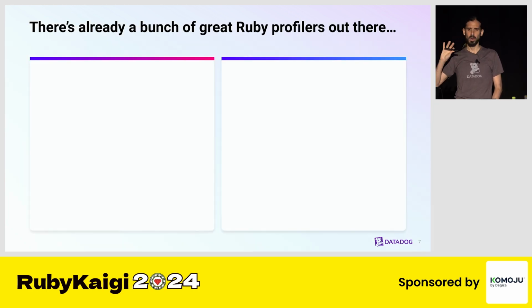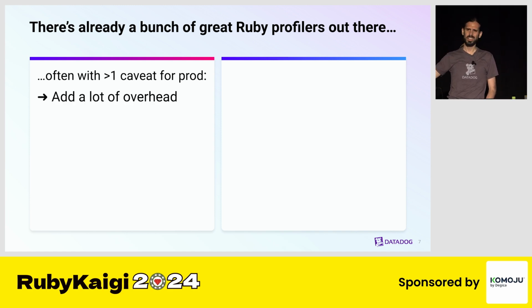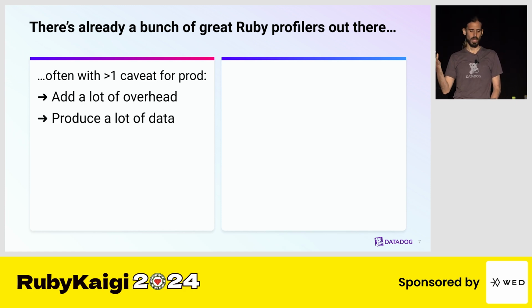So there's already a bunch of great Ruby profilers out there, but the reason why we started building a new profiler at Datadog is that often they have one or more of these caveats if you want to run them always on in production. They can add overhead to your application, which is not great for production. They can also sometimes produce a lot of data.